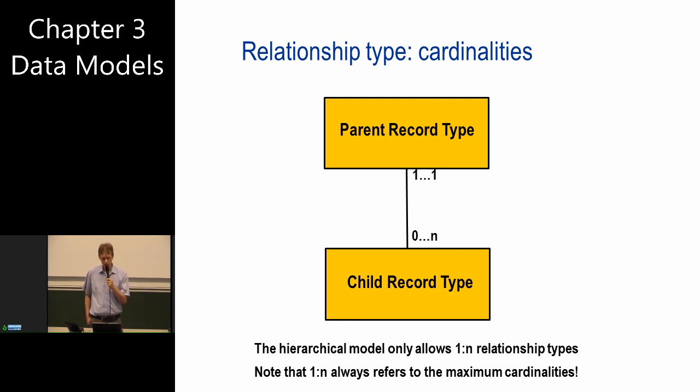Very important to be aware of is that in the hierarchical model, only those 4 cardinalities are tolerated. So the cardinalities should be 1 to 1 at the parent record type end, and should be 0 to n at the child record type end. As soon as those cardinalities are different, it can no longer be appropriately enforced in the hierarchical model. Note that these relationship types are often referred to in a short way by means of their maximum cardinalities. So in this particular case, we would refer to this relationship type as a 1 to n relationship type, only referring to the maximum cardinalities.